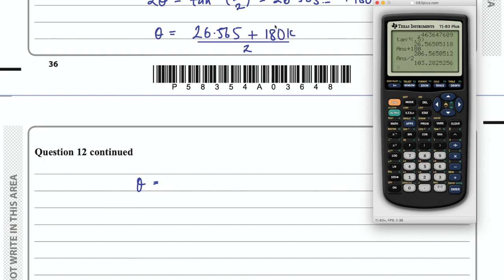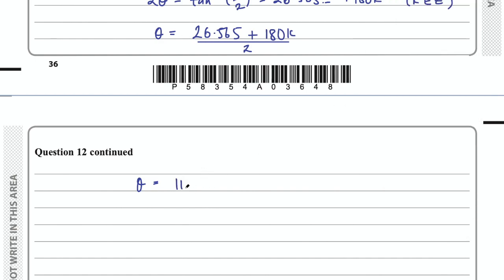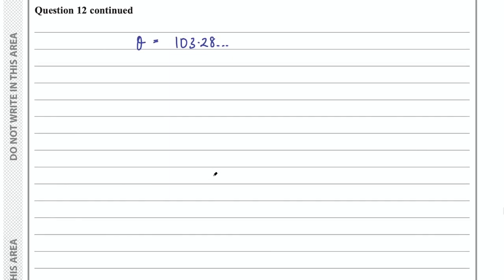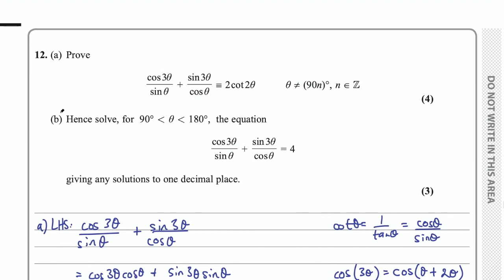You can think, if we just do the first solution, 26 divided by 2, that's going to be 13 something. That won't be between 90 and 180. And then if we do 26 plus 360 divided by 2, that's going to be greater than 180. So we are only going to have one solution here, 103.28, and so on. And we needed to round that off to 1 decimal place. So this is going to be rounded off to 103.3 degrees. Okay, so there's my solution for theta for part B. That was question 12 for 7 marks.